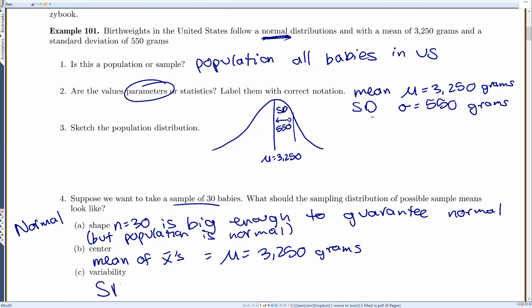And my variability, well, we measure that with standard deviation. So the standard deviation of the x bars is equal to sigma over the square root of n. This is back from our last section. Go back to section 3.2 if you don't remember how to do this. Sigma is 550, and you divide by the square root of the sample size of 30, which gives me 100.41.